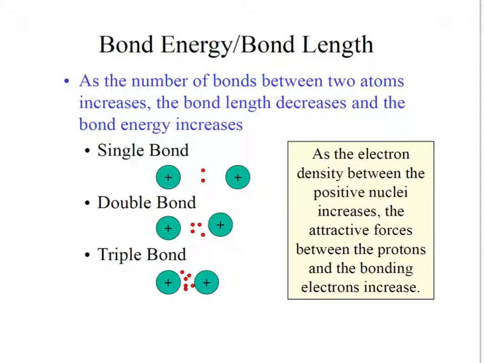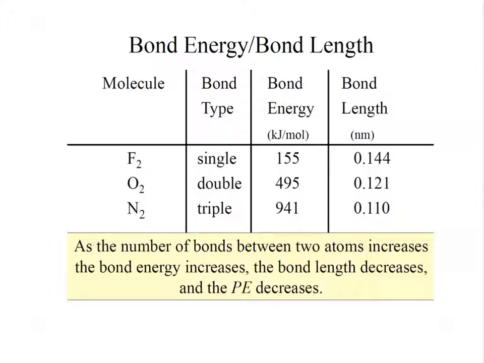The energy required to break the double bond and the triple bond is greater because the force of attraction is greater. As you increase the number of bonds between two atoms, the energy contained within the bond increases and the distance between the nuclei decreases.